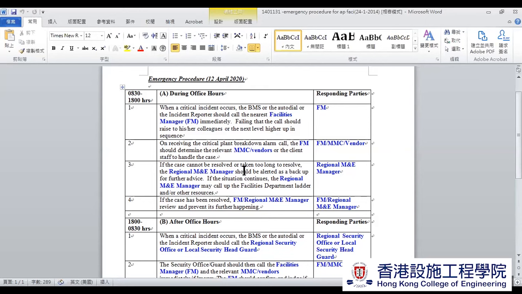Number 4, if the case has been resolved, the FM or the regional manager should review and prevent this further happening. Yes, I mentioned before in there.